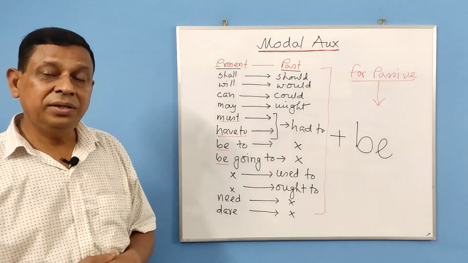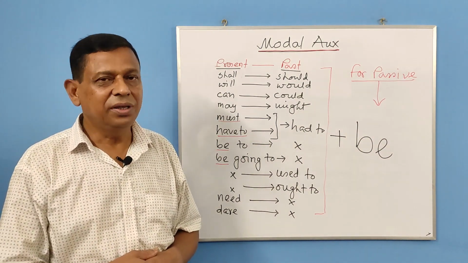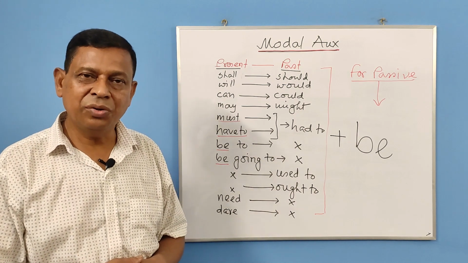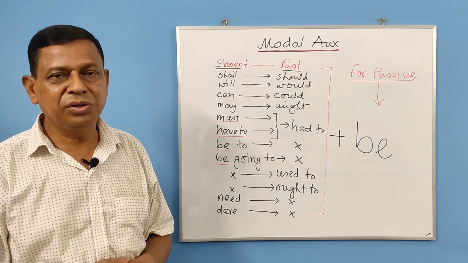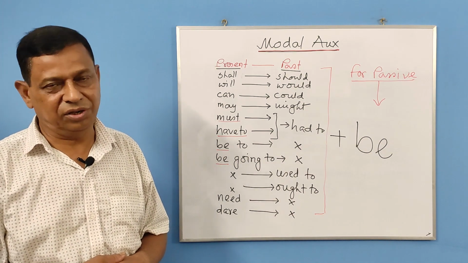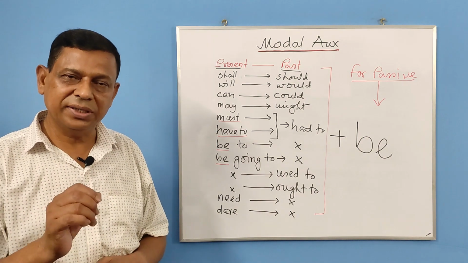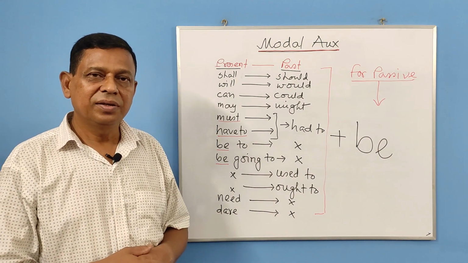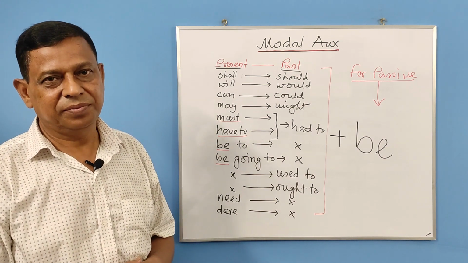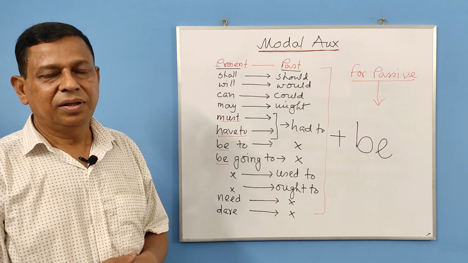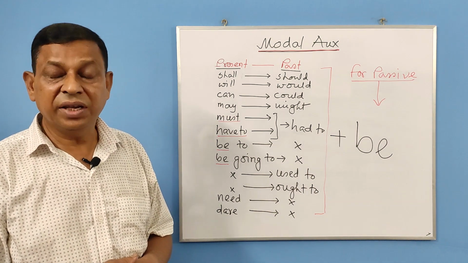In the same way, be going to means am going to, is going to, or are going to. Was going to, were going to are not used in English. For example, I am giving you a sentence. She is going to open a shop. They are going to play a cricket match.